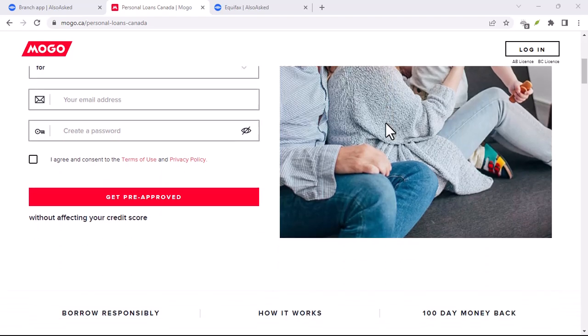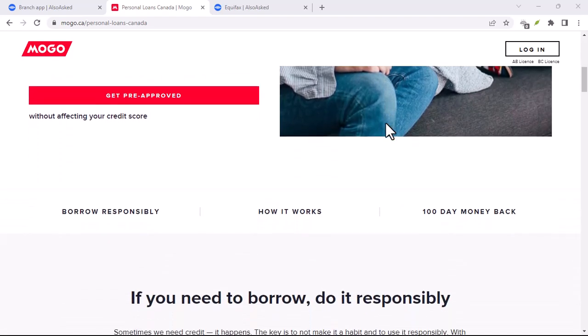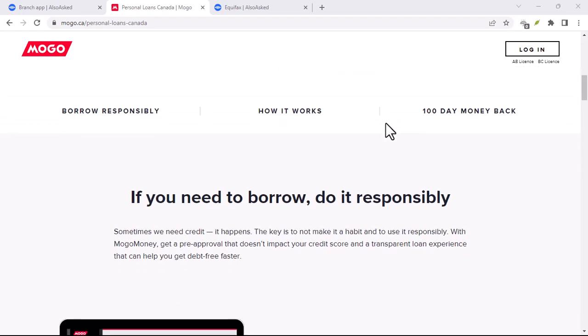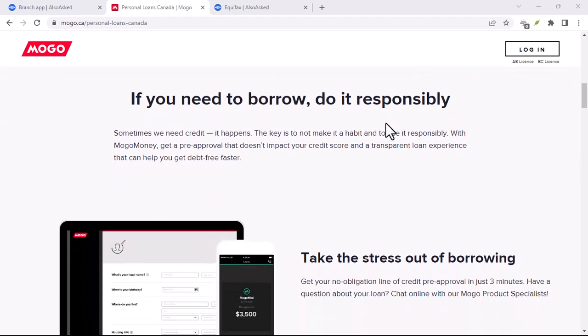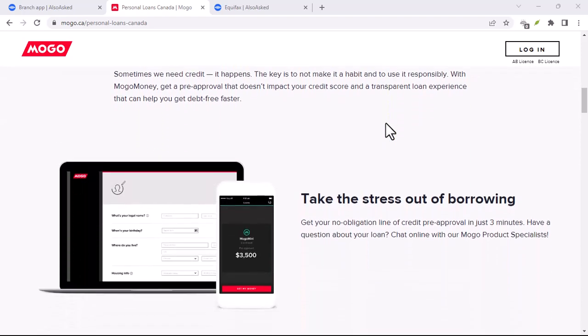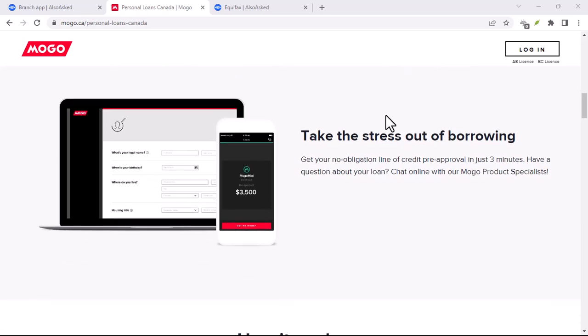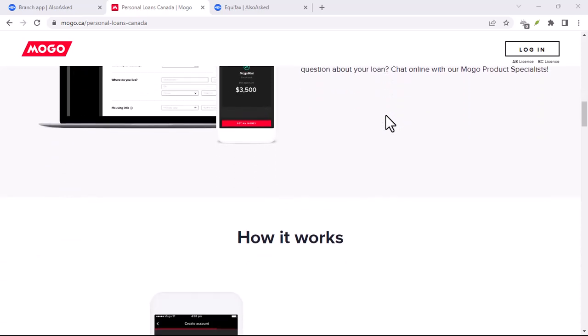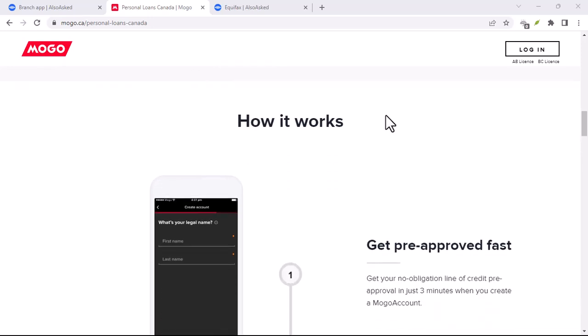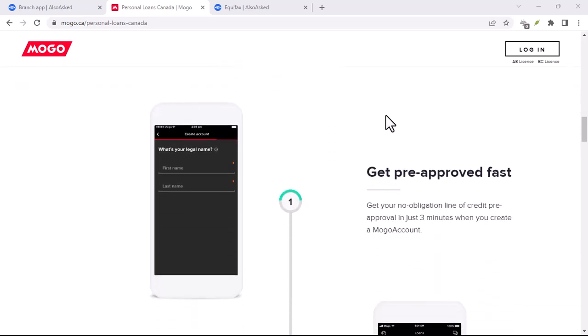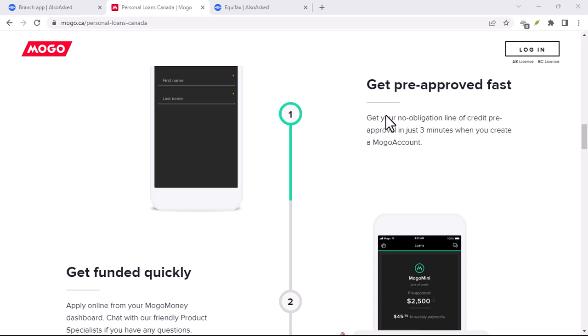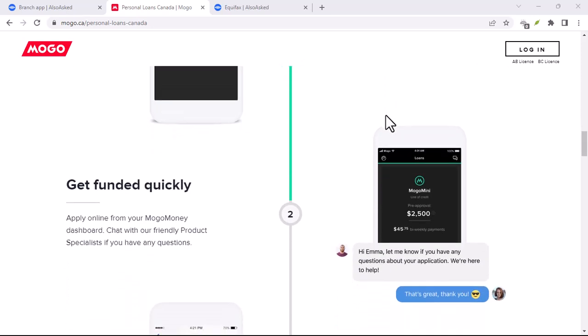I'm excited to talk to you about this topic because I think it's really important to understand the interest rates you'll be paying on your loan before you apply. Interest rates can have a big impact on the total cost of your loan, so it's important to find the best rate possible. Before we get into the specifics of Mogo's interest rates, let's take a step back and talk about what interest rates are in general.